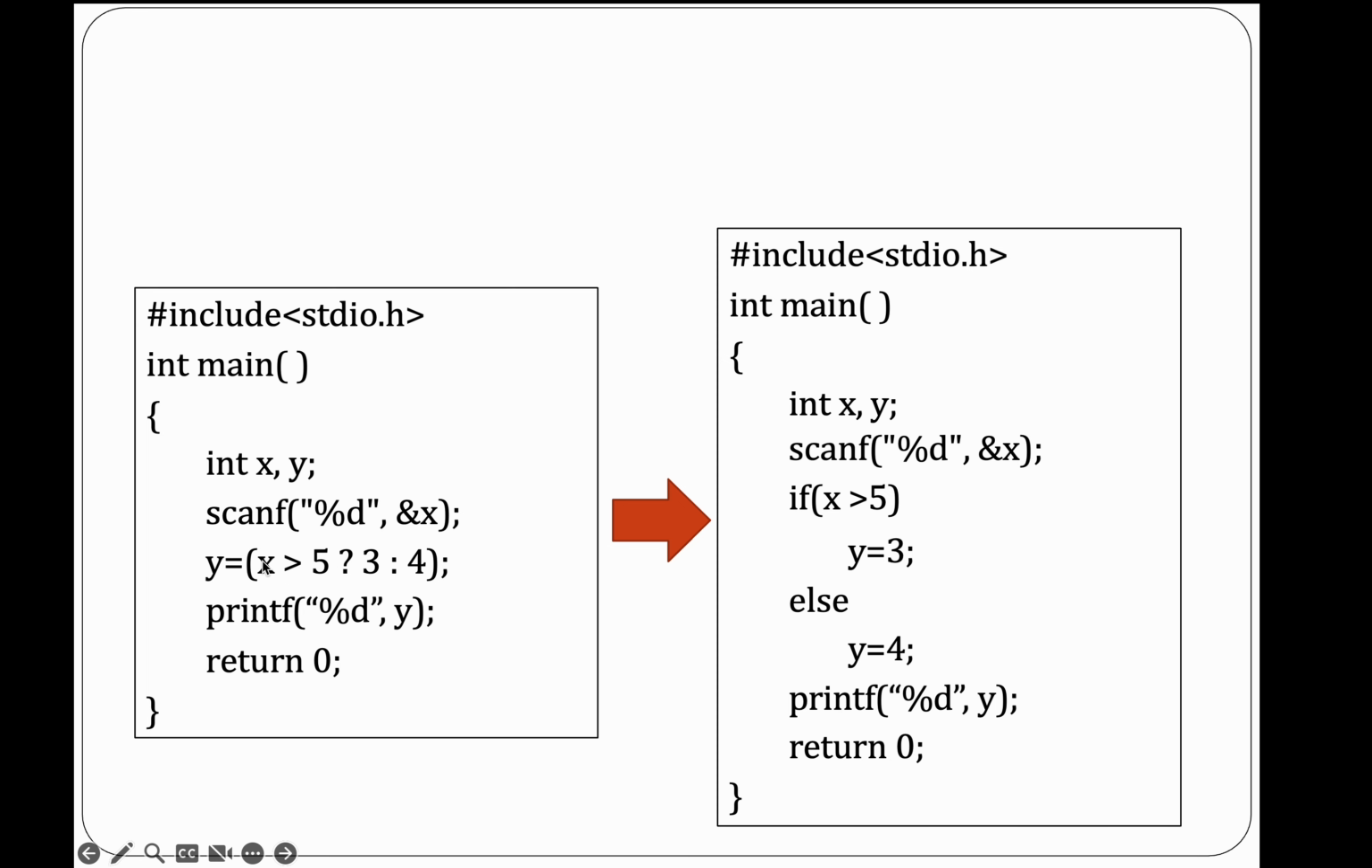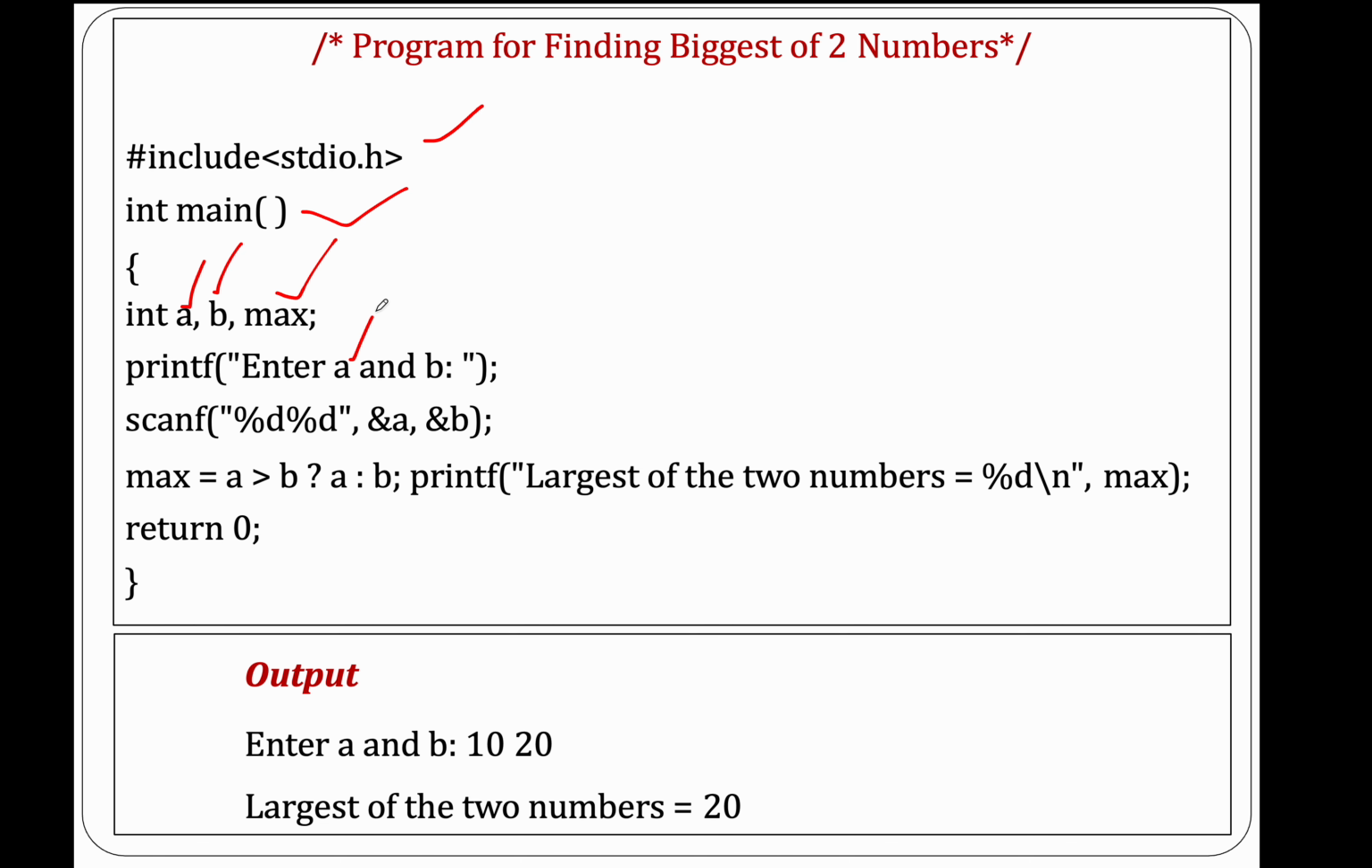One question mark and colon. We'll see another example, so look at this example very clearly. Header file, no problem. Main function. There are three local variables: a, b, and max, which is also a local variable. You are printing the value of a and b. This is just a printf statement. You are passing input through the scanf statement.